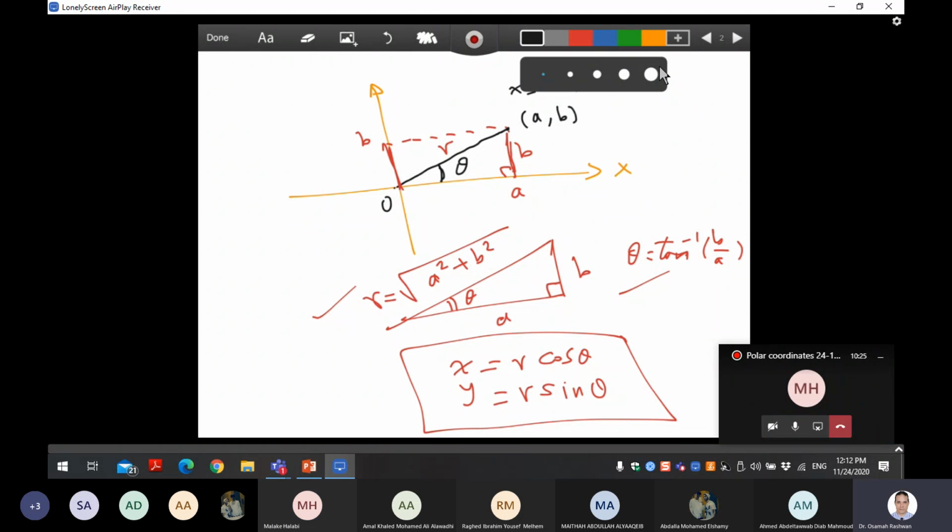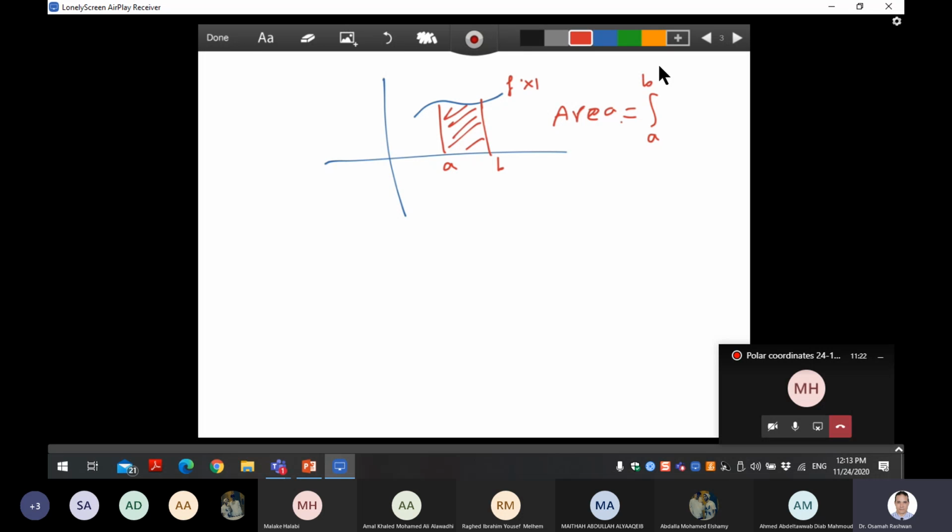So this is a Cartesian coordinate. You have a and b as a point. So x is a, y is b. As a point in the polar coordinate, you have two coordinates, r and theta. If I have r and theta, I can find x and y from this relation. If I have x and y, I can get theta and r from this relation, right? This is how to convert from Cartesian to polar and from polar to Cartesian.